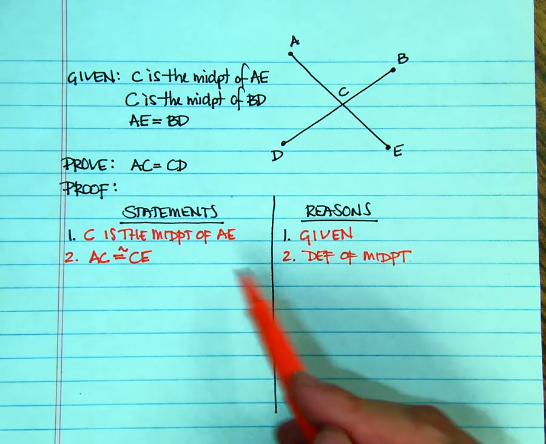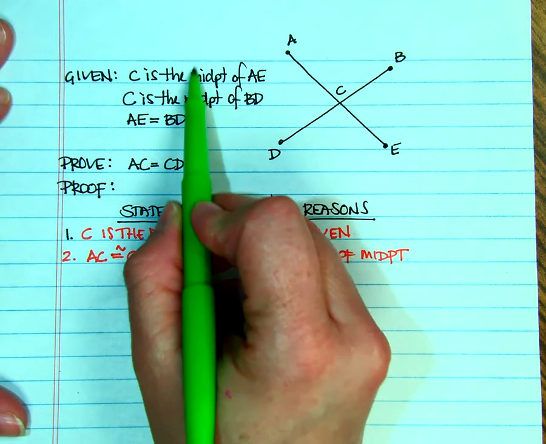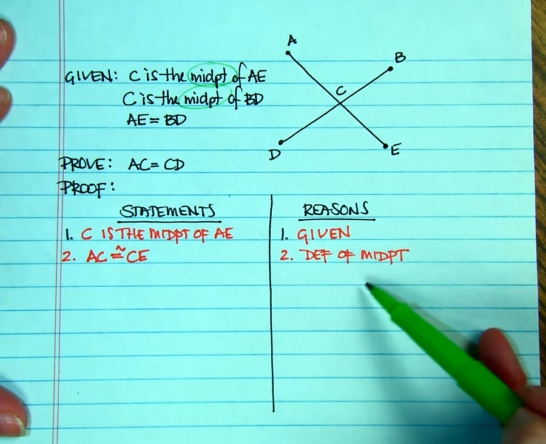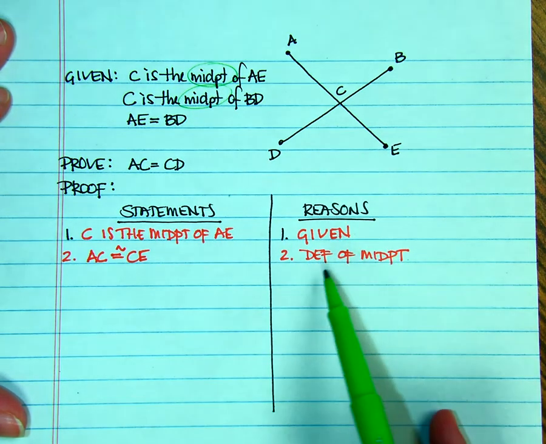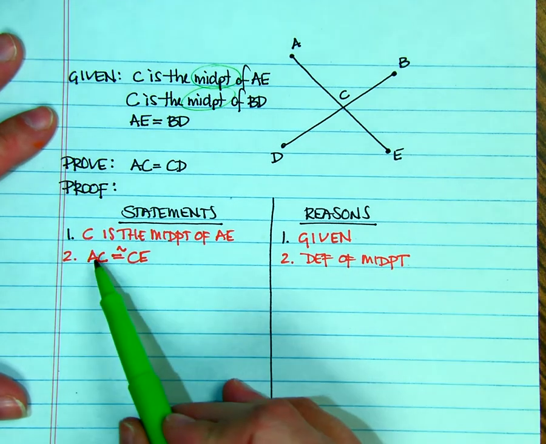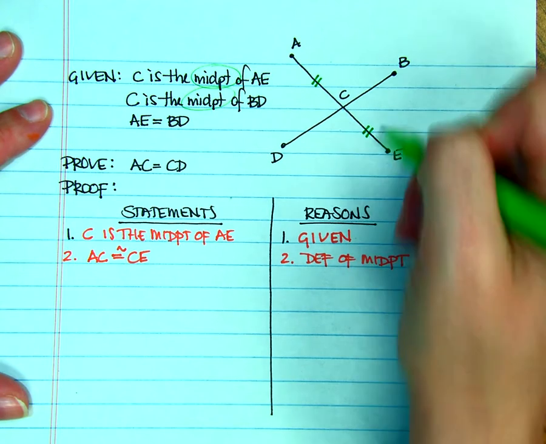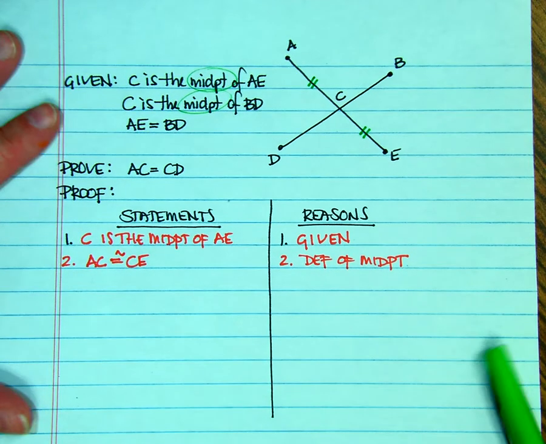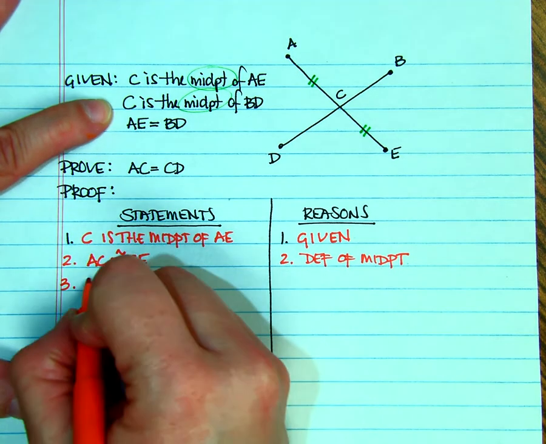of midpoint. Now, I also talked about in class, if you have keywords, you're probably going to have the definition of midpoint somewhere in your proof. If it said C was the bisector, then I would have the definition of bisector, for example. So because I know that AC is congruent to CE, I am going to mark that on my diagram. So I have exhausted that piece of given. That means I'm going to introduce my next piece of given.